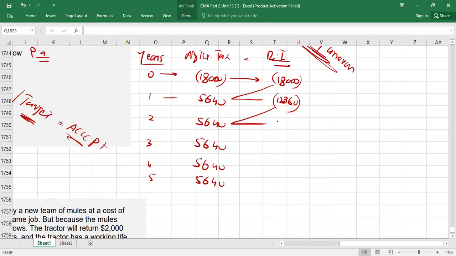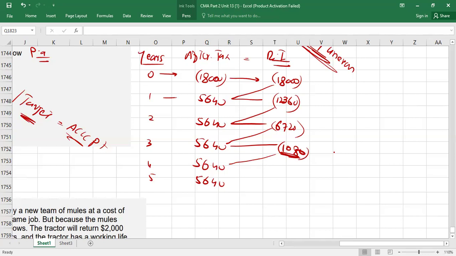So minus 5,640. Still we have a remaining investment of 6,720. Okay, and from there you have a remaining investment, and then you have recovered again in year 3, 5,640. So deduct here 5,640. So how much remaining investment do you have? 1,080 still remaining.